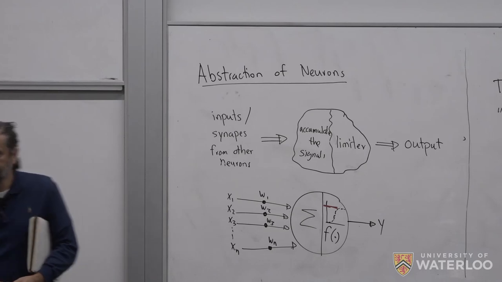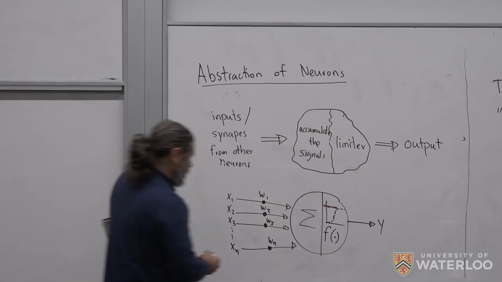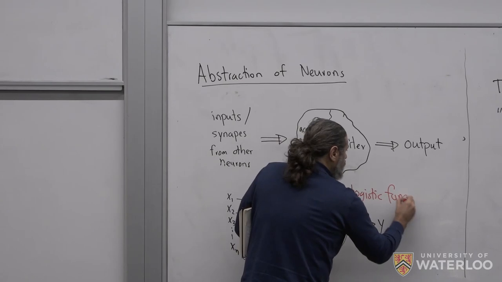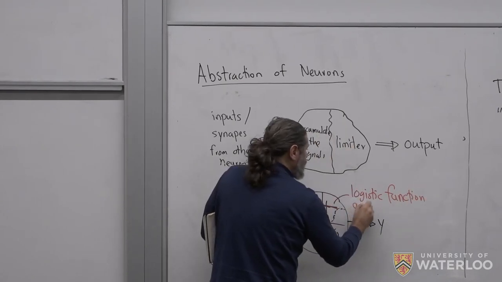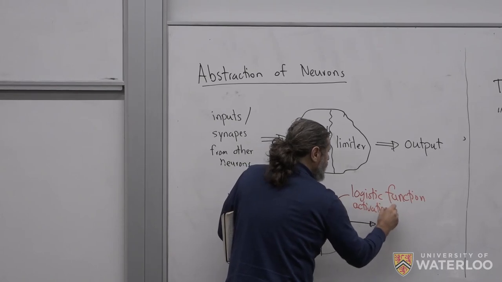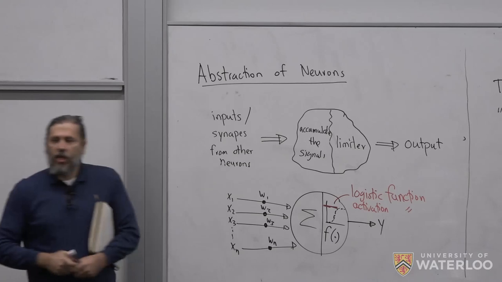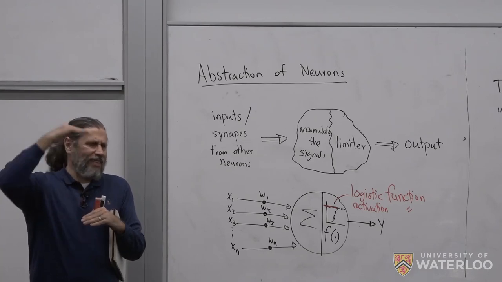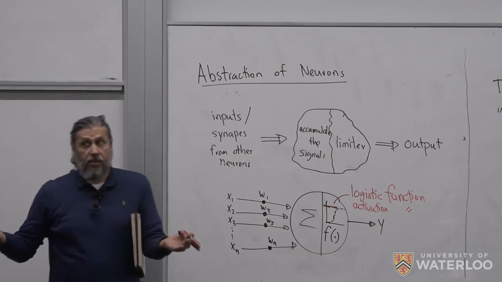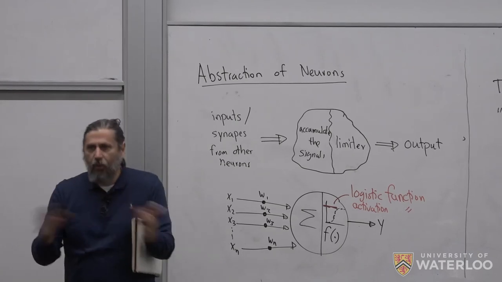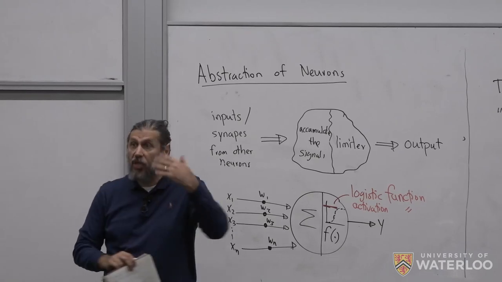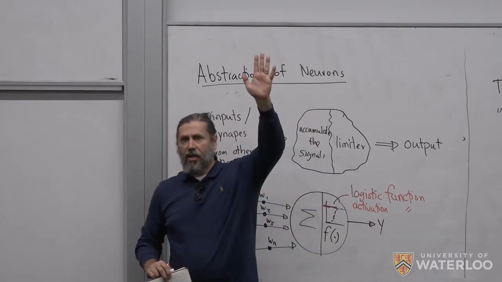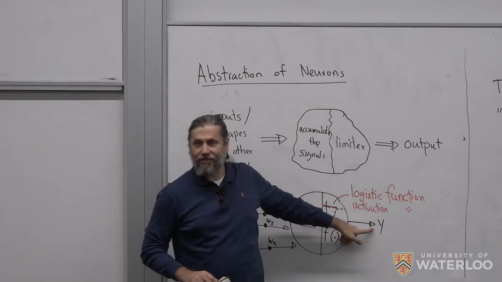A boy, yes? Will that limiter be fixed? No, this is our logistic function. Sometimes we call it logistic function, sometimes we call it activation function. So the logistic or activation function is a limiter, a threshold. I add them up, but then at some level I say, that's enough. I cannot take any more. Everything has a capacity. The hard disk is full at some point. So everything has a capacity. Something has to give. So when I get enough, I just fire. I send a signal and say, guys, I got enough. My light is on.